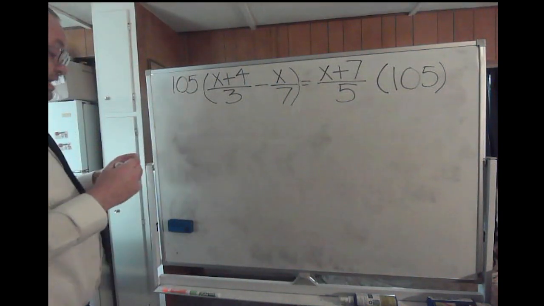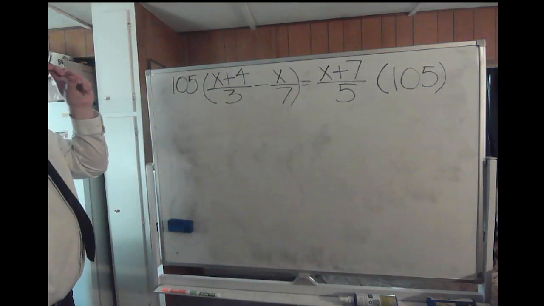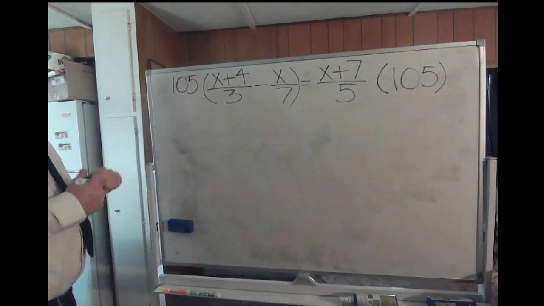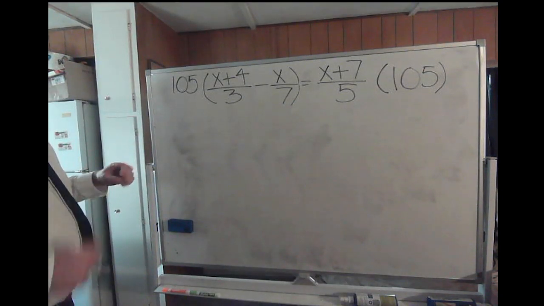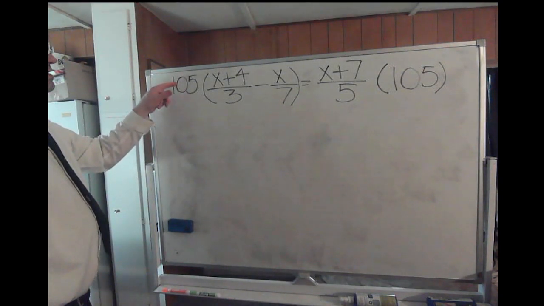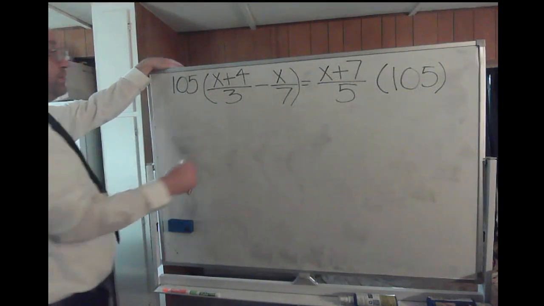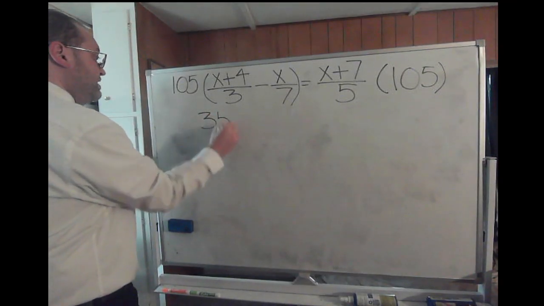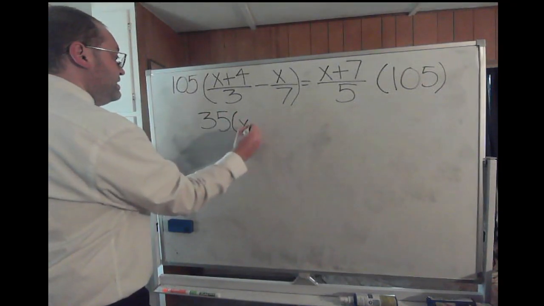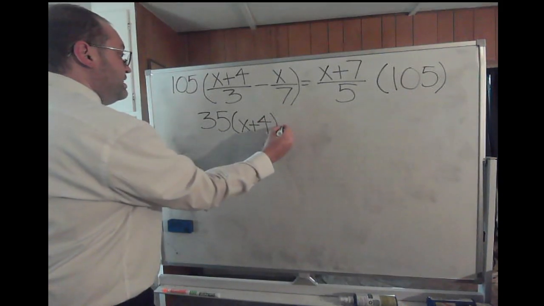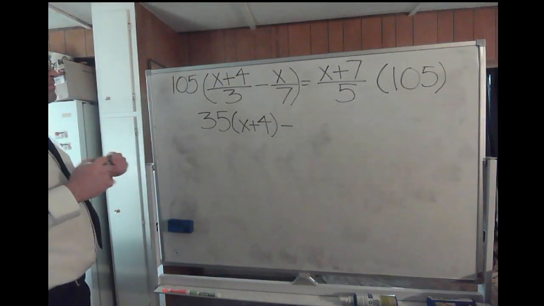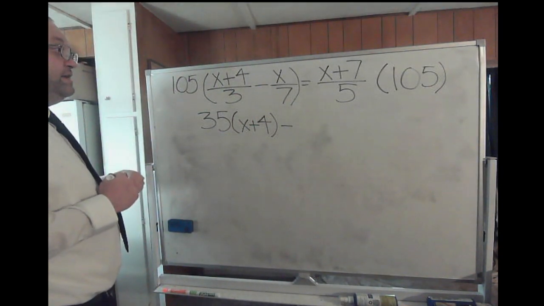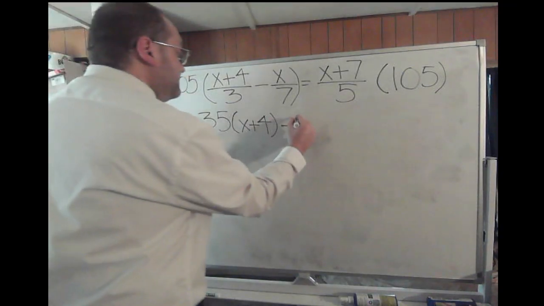Alright, so now let's proceed here. We have 105 times x plus 4 over 3. What's 105 divided by 3? That's going to be 35. So you'll have 35 times the quantity of x plus 4 minus, okay, 105 divided by 7 is going to be 15. So you'll have minus 15x.